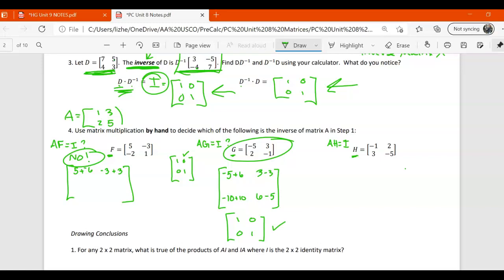This one, well, you already know G is the inverse, so this one can't be the inverse. But when you multiply them, the first number you're going to get is an 8. And therefore, right away, you know that won't be the inverse. Okay? Drawing conclusions.